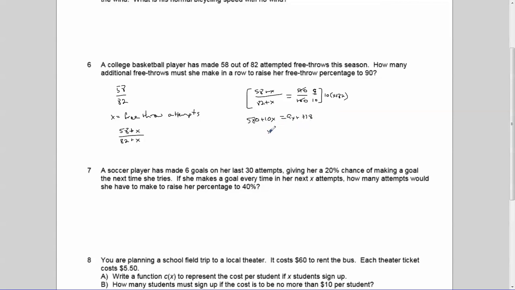So now we'll solve for x. X equals 158. So she must make 158 free throws. That's a lot to make in a row, but that's what she's going to have to do to get her percentage up to 90.